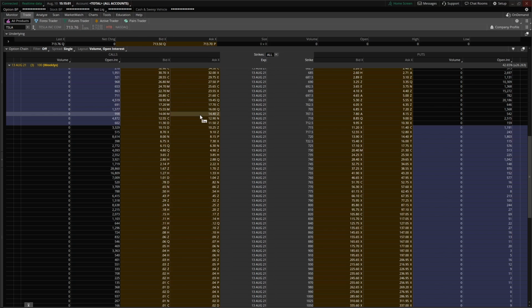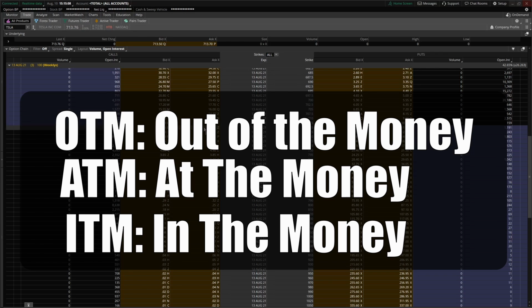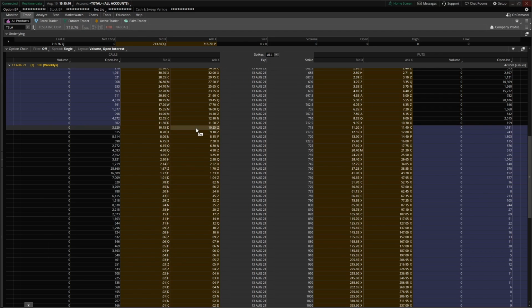There are three things that need to be explained: out of the money, at the money and in the money. At the money just means the option strike that is closest to the current price of Tesla. Tesla is currently at $713, so the closest would be either the 715 or the 712.5, which is considered at the money for the call side. Same for the put side as well.